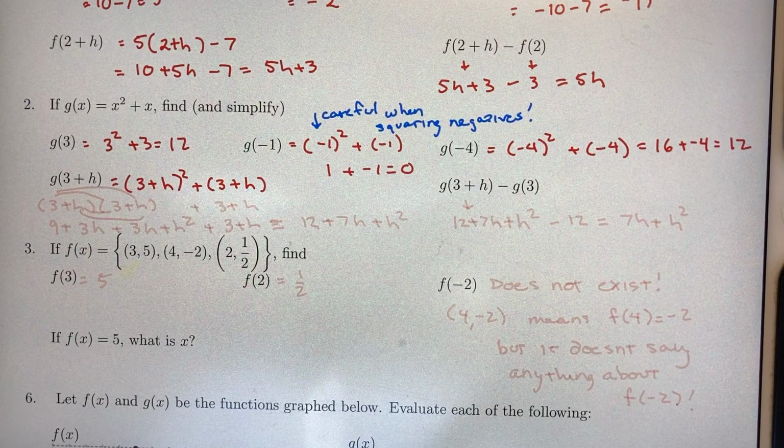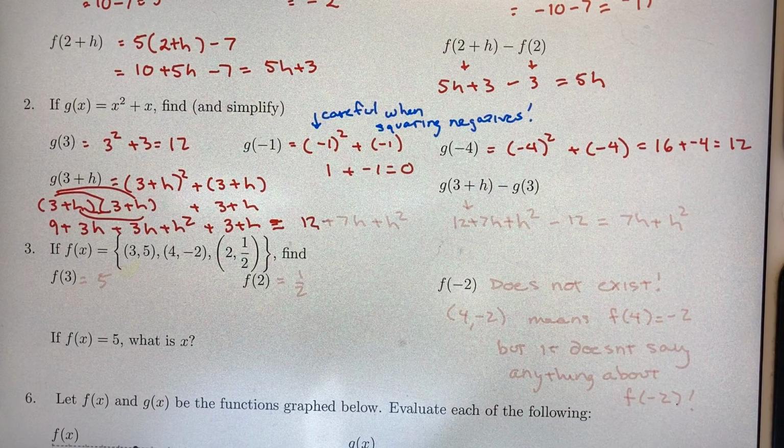People want to just distribute it. You have to write down 3 plus h times itself, and then don't forget the other term. So 9 plus 3h, front, outer, inner, last. So grand total of, let's see, 9 plus 3 is 12, and 3h and 3h and another h is 7 h's, and h squared. So again, we've done this.